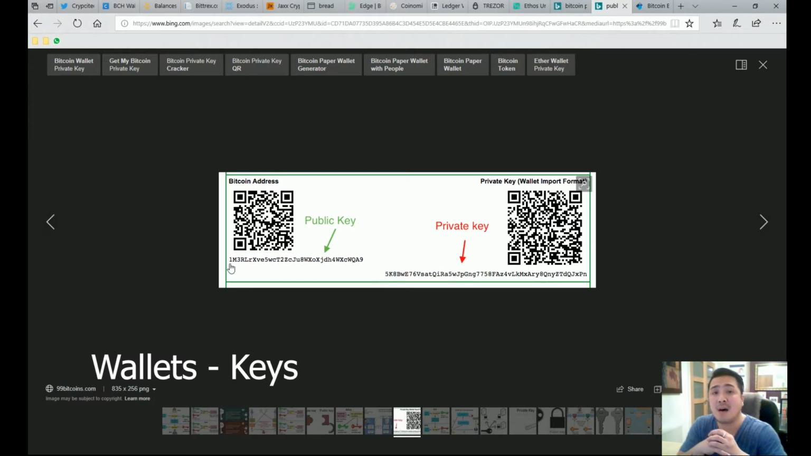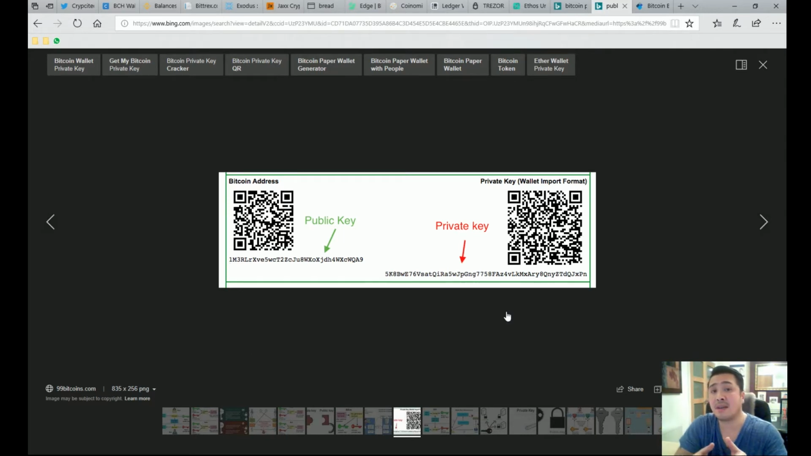Now, the private key allows you to access your wallet and send funds out of your wallet. It is essentially, keep your private key private and share it with no one else. Because if anyone has access to your private key, they can essentially send funds out of your account without you knowing. So now we can differentiate between a public key and a private key.